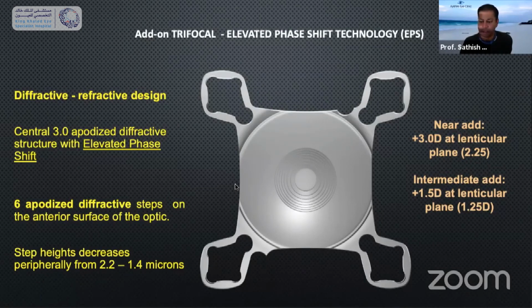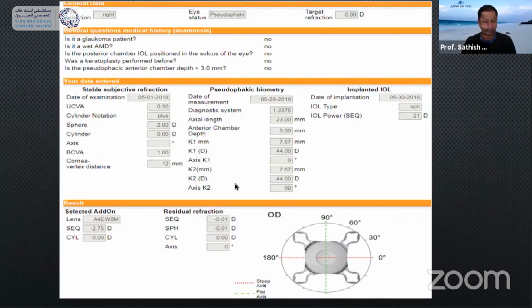And the add-on lens has got a 3 diopter add power at the lenticular plane, which translates to 2.25 diopters at the spectacle plane. And similarly, the intermediate add is 1.5 diopters at the lenticular plane, which translates to 1.25 diopters of intermediate addition at the spectacle plane. And these lenses can be specially calculated on an online calculator platform like you would traditionally do for any of your torics or your trifocal lenses.